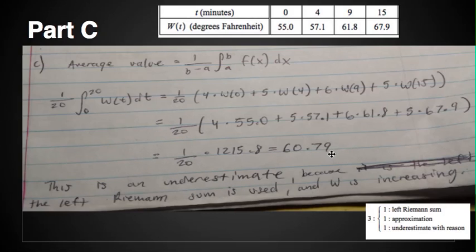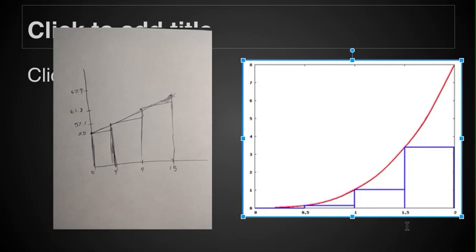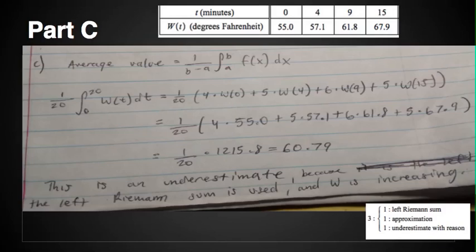The answer 60.79 is the underestimate because if we go back to the picture, the curve is increasing. This is a way better picture. It's increasing, and the left Riemann sum gives us the area underneath the curve, and because the curve is increasing, it is an underestimate, and you get 1 point for that.